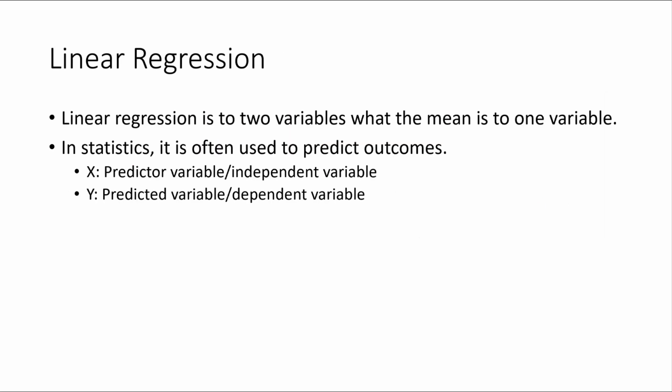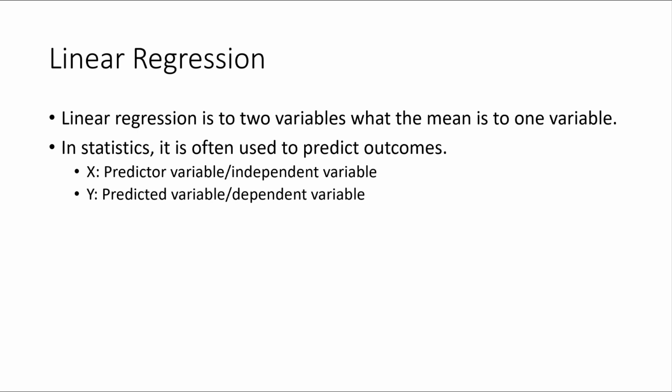So linear regression, which is also sometimes called least squares regression, which we'll see why here in just a minute, is to two variables what the mean is to one variable. So the mean is a one-number summary of a set of data. And so the linear regression is an equation that does the same thing, but for two variables. For two variables, you can't just have one number. You've got to be able to display the relationship between the two variables, and we need an equation for that.